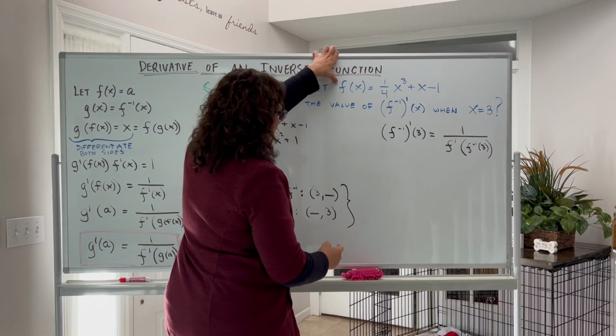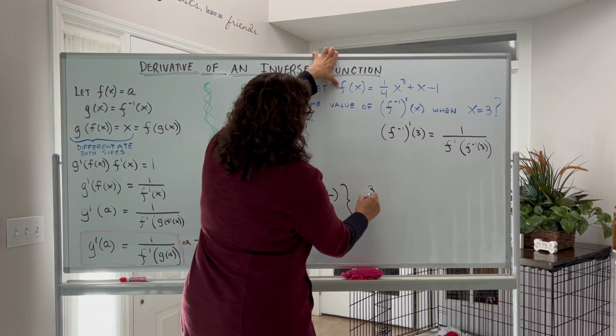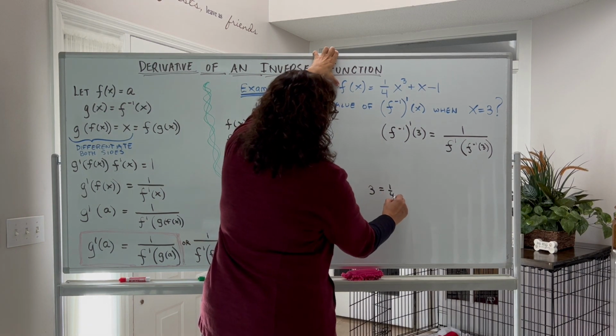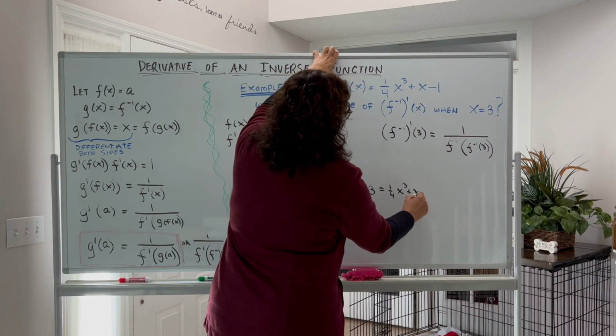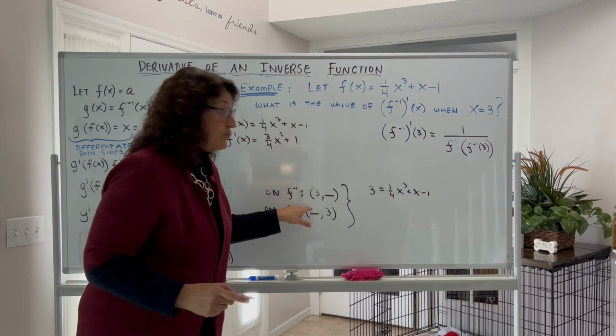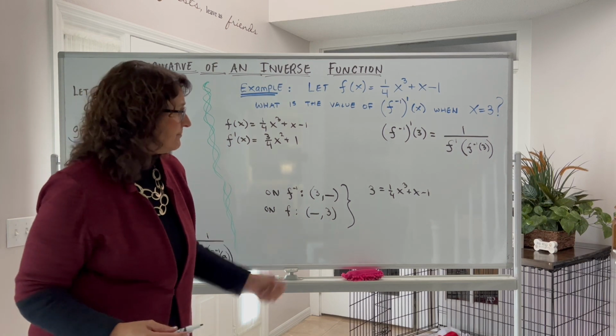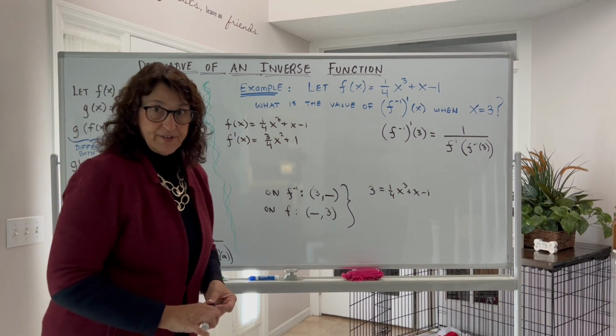We're going to take the function and plug in the y, which is f of x: 3 equals 1/4 x to the third plus x minus 1. We're going to plug 3 in for y and solve for x. Once we know x on the function, we'll know y on the inverse, so we can answer our question. We've got some algebra to do.